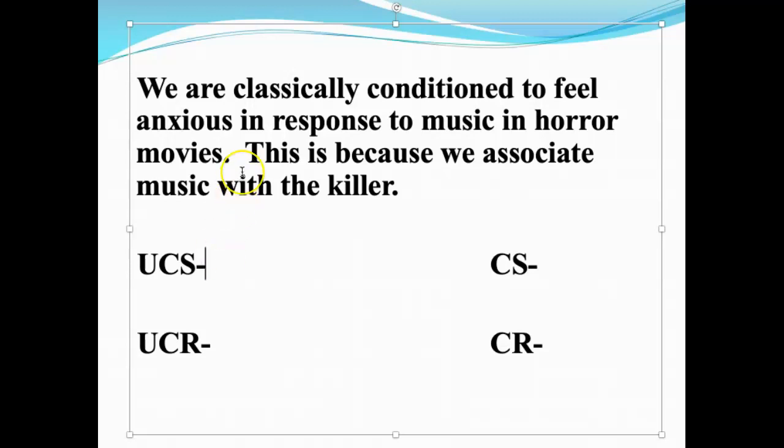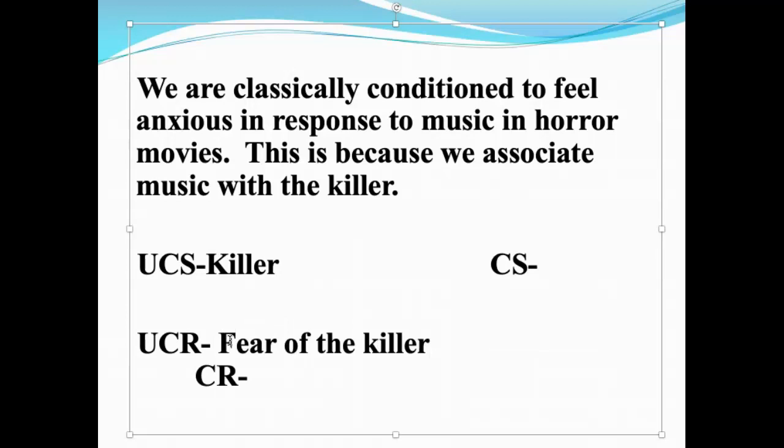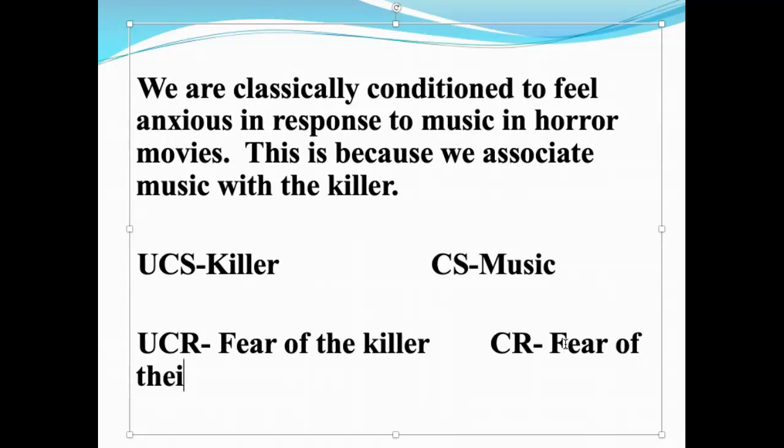So, figure out the stimulus and figure out the response. In this case, there are two stimuli. Stimulus 1 is music in the horror movies. Stimulus 2 is the killer. So, the unconditioned stimulus, the thing we're naturally afraid of, is the killer. Okay? The unconditioned response, in this case, is fear of the killer. The conditioned stimulus, the thing that we pair with the killer, is music, and the conditioned response is fear of the music.